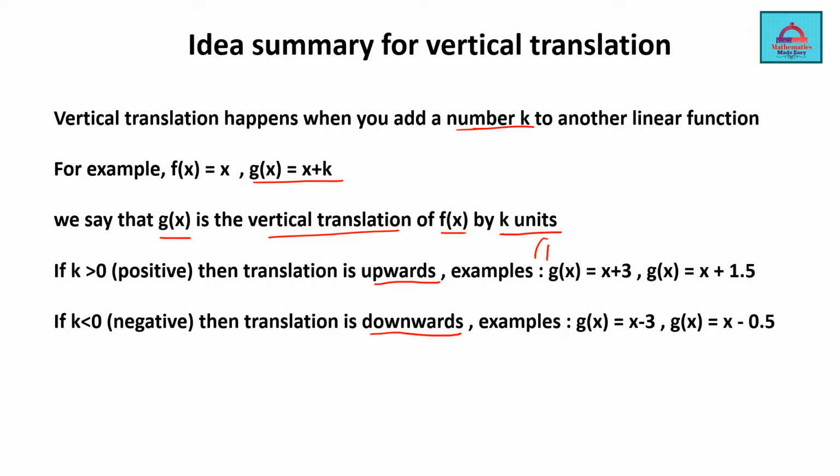Some examples would be x plus 3. So here k is 3, which is positive. Here k is 1.5, which is again positive. So it is going to go up by 3 units and up by 1.5 units. However, if k is negative, it is going to go down by 3 units and down by 0.5 units.